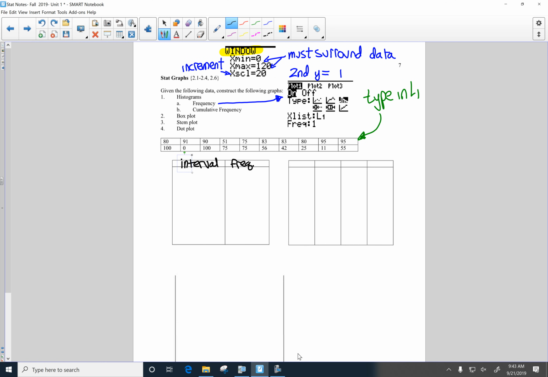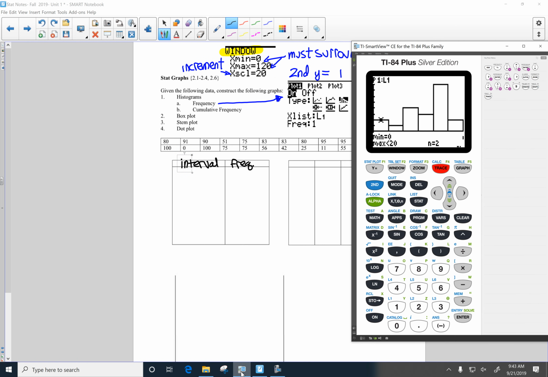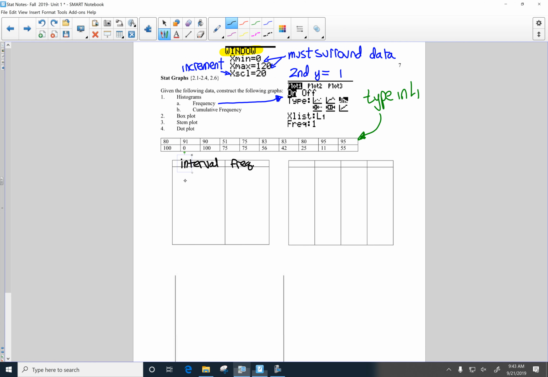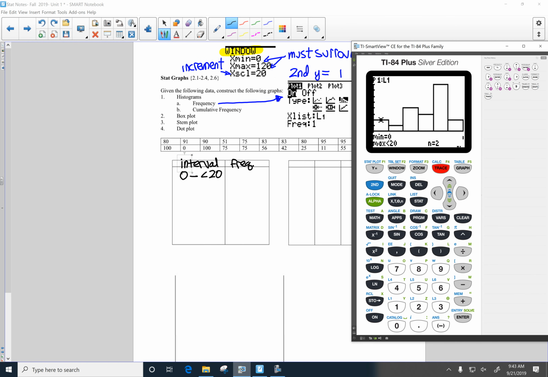All right, so interval and frequency, int, freq, whatever. All right. Minimum 0, maximum less than 20. So this is how we write it. 0, 0, 2, less than 20. That first entry has an n value of 2. All right. I'll snip that one in there.